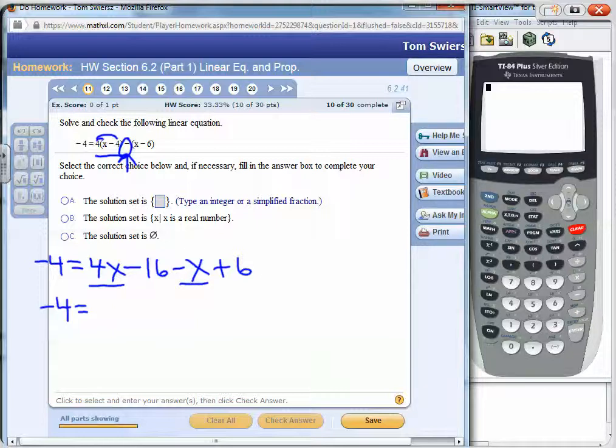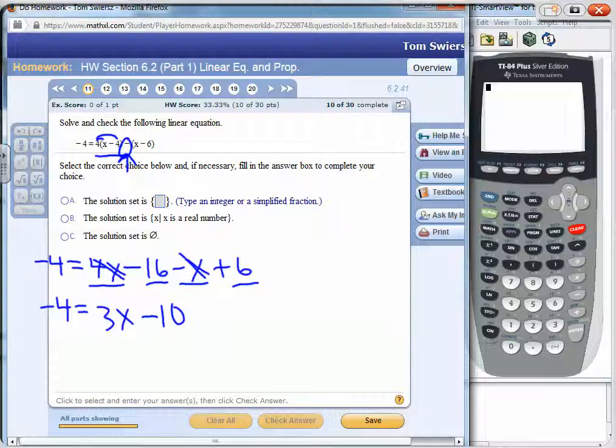4x minus 1x, 4 minus 1 is 3x. We combine those two. And then -16 plus 6. Again, subtract the numbers, right? We'll get a 10. The larger absolute value is a negative, so it's a -10. So a -16 plus 6, you can use your calculator, gets a -10.